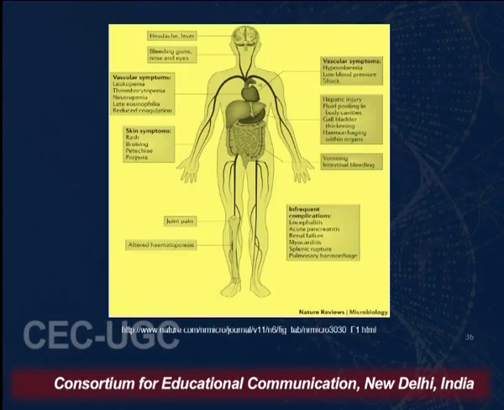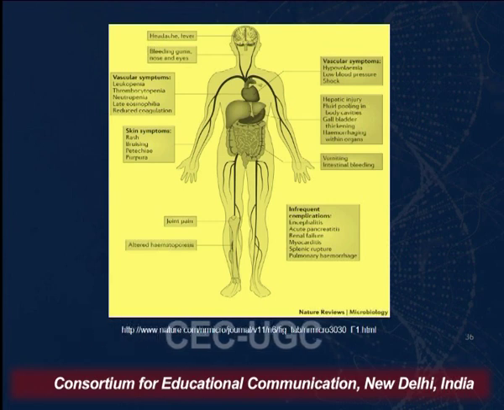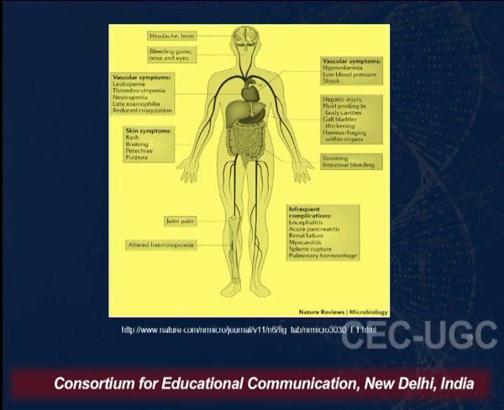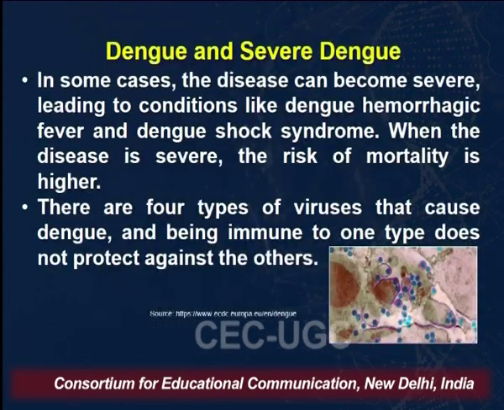Now, this is a diagrammatic representation of how the virus affects the body and how the symptoms come up in different parts, which includes the brain, the gastrointestinal tract, the bone marrow, which many a time also gets affected, and the blood circulation gets affected over here.